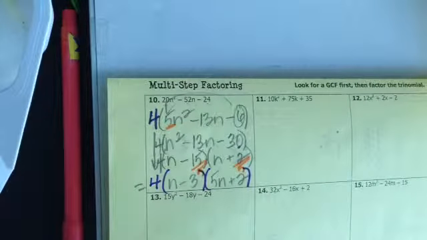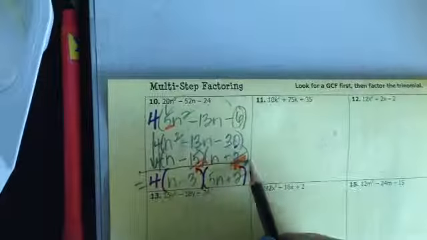Let me try one more of these. Which one do you guys want? Pick a number. 12. Great. 12. Put a circle around this one.